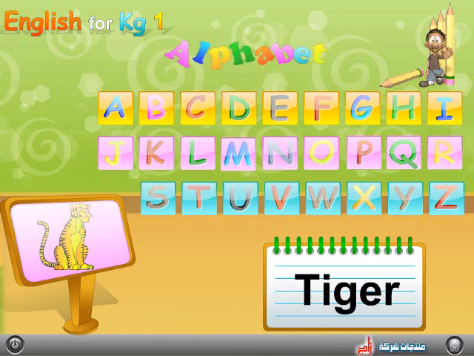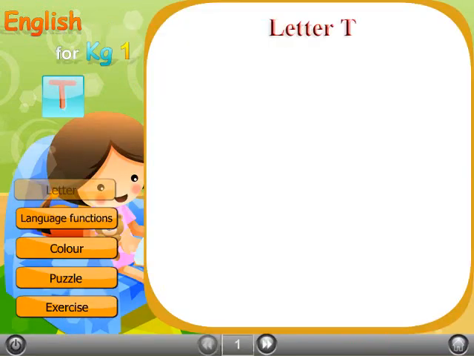Letter T. Hi, my kids, in a new lesson of English. In this lesson we will recognize a new letter. Let's start our lesson today.